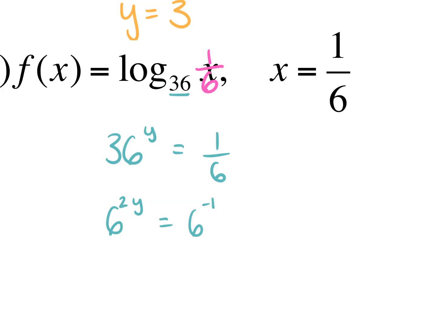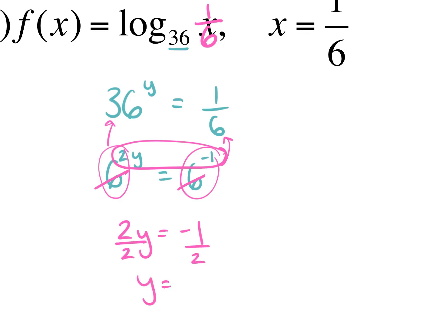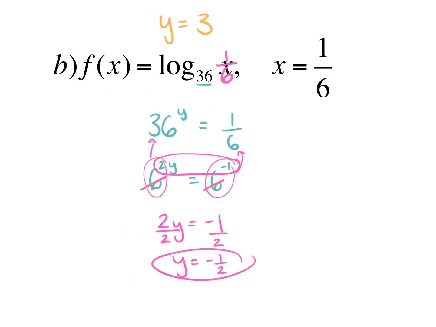Perfect. When you do this, be careful that you're not changing the value of things. You're just changing the way that it looks. So we're not changing the value. 6 to the second power is still 36. And 6 to the power of -1 is still 1/6. We're not changing the value of it, just changing the way that it looks. Once our bases are the same, we can cancel them out and then just set the exponents equal to each other. So 2y equals -1. What would we do next? Divide by 2. So y equals -1/2.